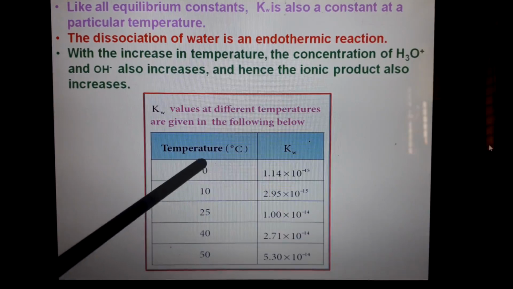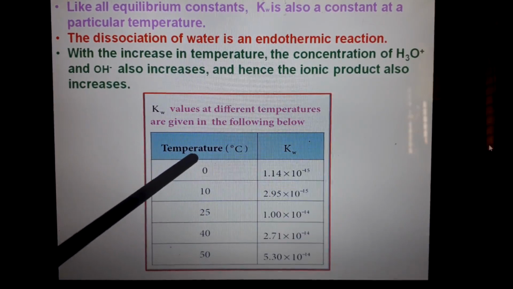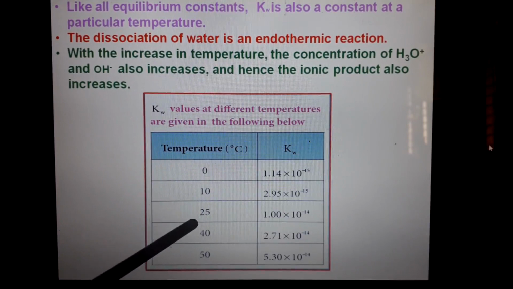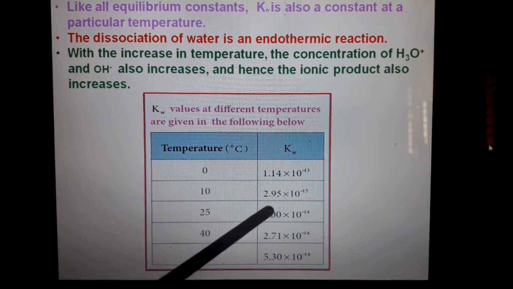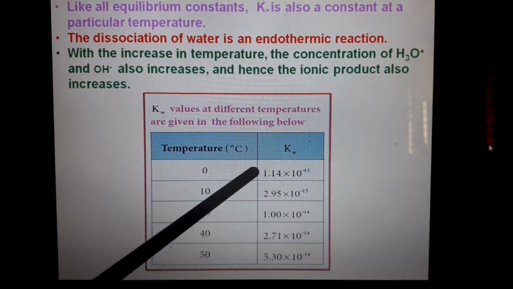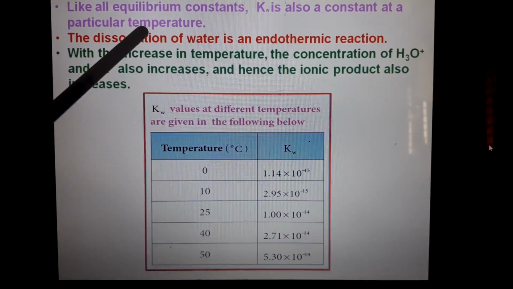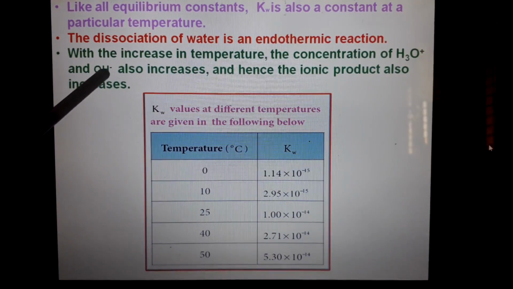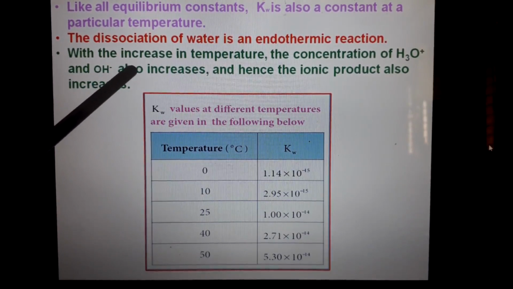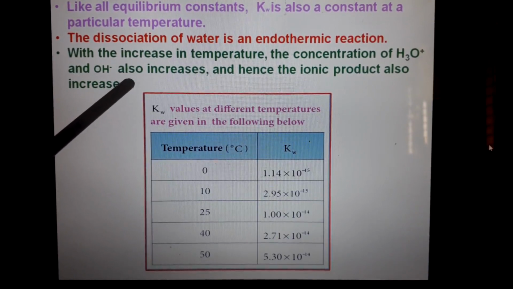From this table, the temperatures are 0 degree centigrade, 10, 25, 40 and 50 degrees centigrade. The Kw value gradually increases in this table, because, as you already saw, with the increase in temperature, the concentration of H3O plus and OH minus ions also increases. Due to the temperature, they ionize more easily. So the ionic product increases.